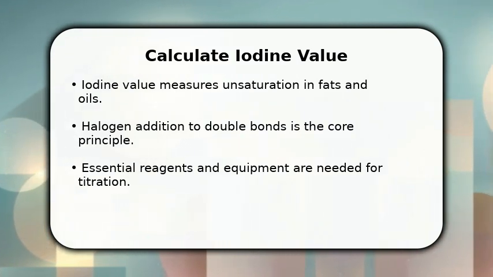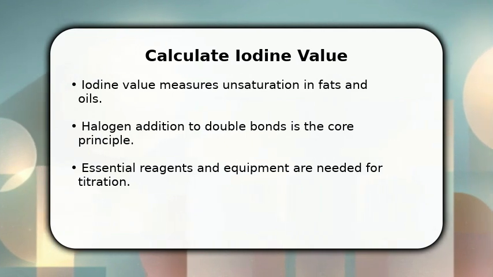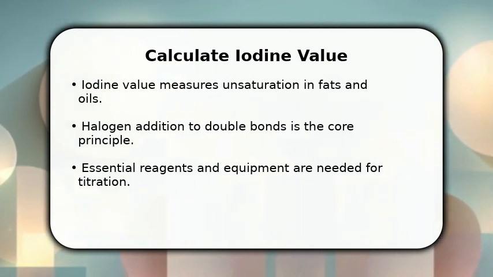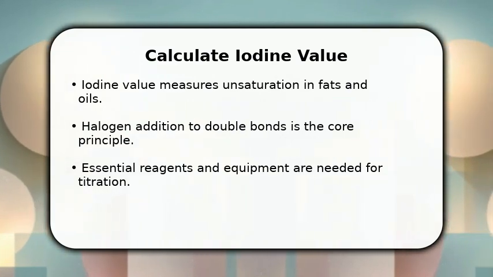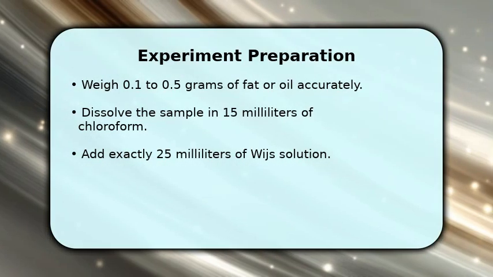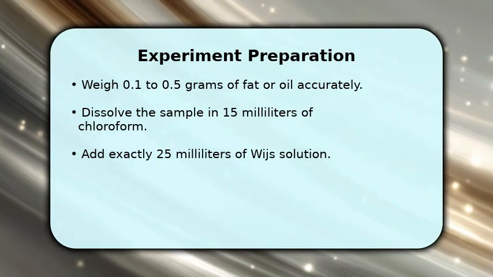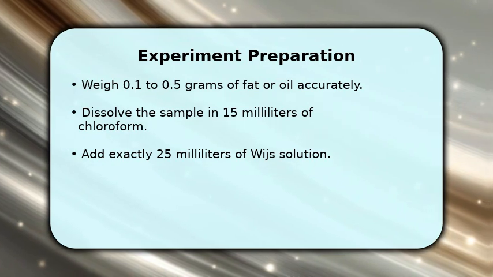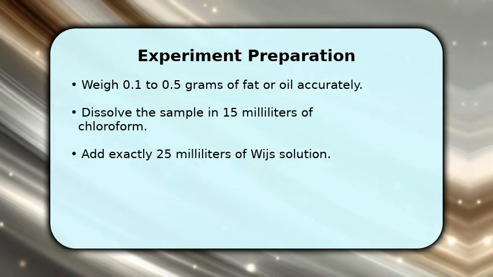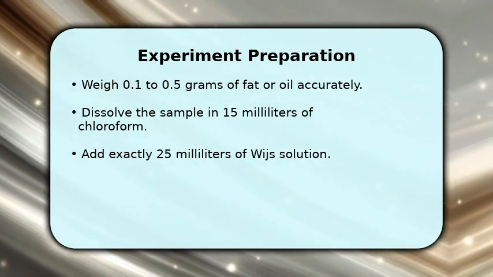You'll need specific reagents like Wijs solution, potassium iodide, and sodium thiosulfate, along with standard laboratory glassware for the titration process. To begin, accurately weigh your fat or oil sample, typically between 0.1 and 0.5 grams, into a clean flask. Precision here is crucial for reliable results.